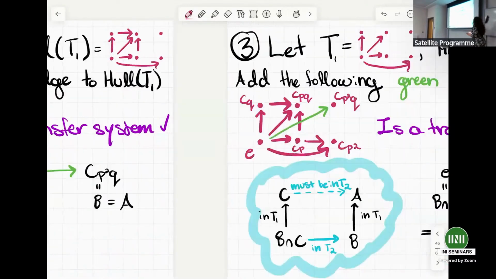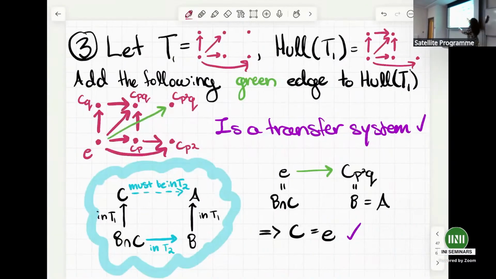But this actually makes the whole diagram collapse, right? Because now this is just a reflexive thing, this is a reflexive thing. So what does my diagram end up saying? If your thing has the edge from E to CP squared, then it has to have the edge from E to CP squared. Ding, ding, ding, right?